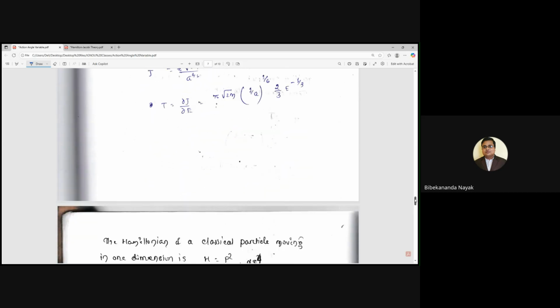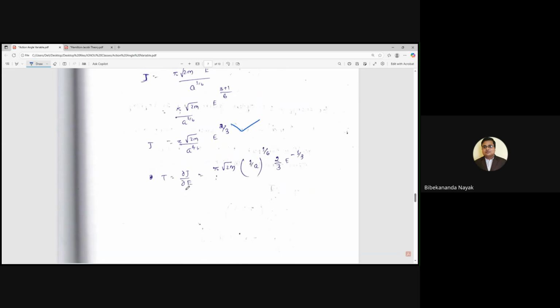Here it is half plus 1 by 6 for the area. What is the result? Half plus 1 by 6 means 3 plus 1 over 6, which is 4 by 6, or 2 by 3. So J varies like E to the power 2 by 3. So the time period, del J by del E, varies like E to the power minus 1 by 3.